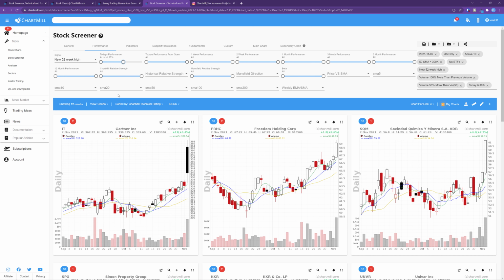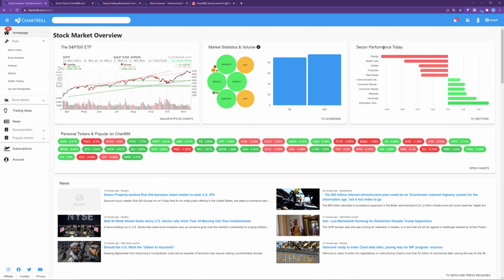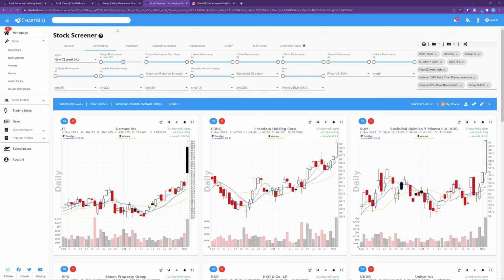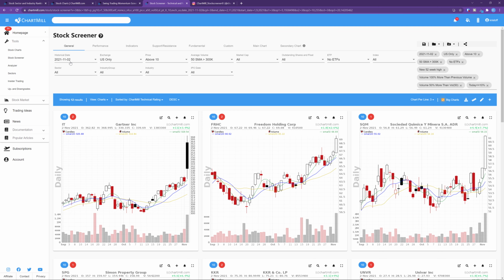Another optional filter, especially if you have a lot of candidates, is to only withhold stocks in the best performing sectors. On the homepage you can see the current performance of the different sectors at the top right. Click on a sector to see the detailed page. Filtering by sectors or industries can be done in the stock screener via the general menu.